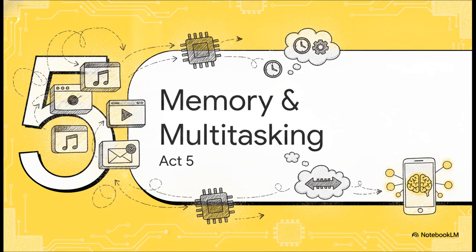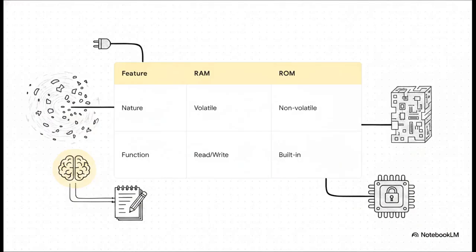Finally, let's move to Act 5, memory and multitasking. We're going to explore how primary memory functions, and specifically how it lets you do a million things at once on your device. So primary memory dictates the amount of data a computer can actually process at any one time.